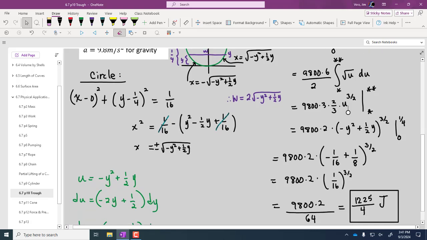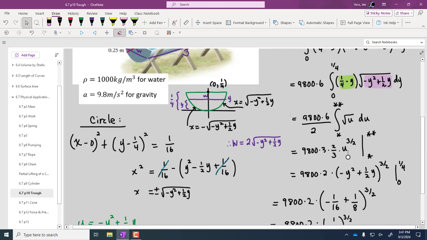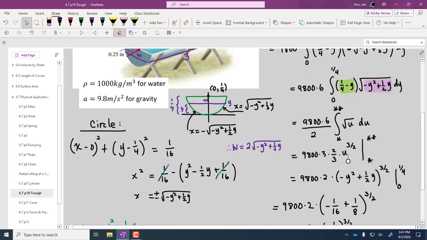And then we still have the 3/2 power. Now we're back in y, so we use y limits. Okay, so we're going back to the y limits instead of using u limits. So we could do either. So you replace it with the negative y squared plus 1/2 y? Yep, so we're going to take that u and replace it with that. That came from letting u be what was inside the square root originally.